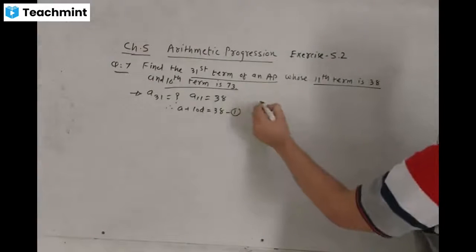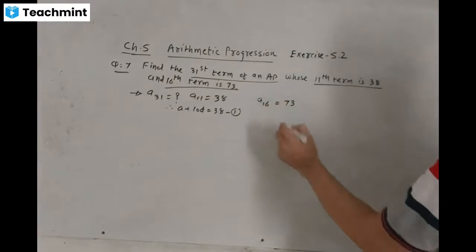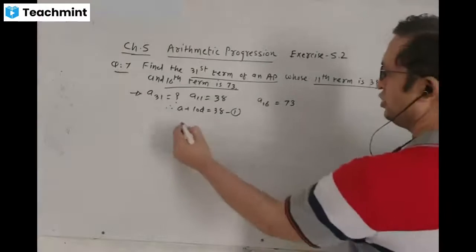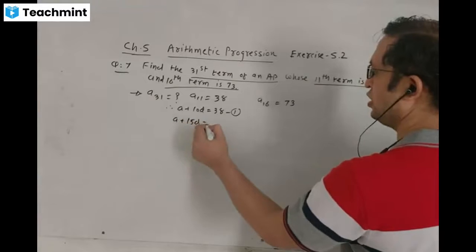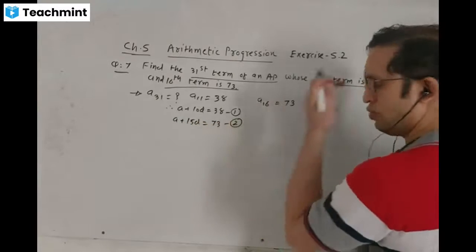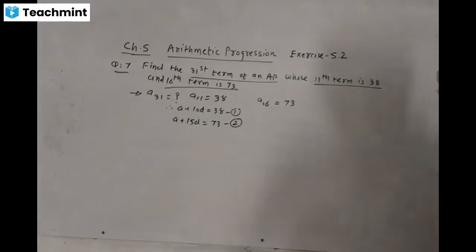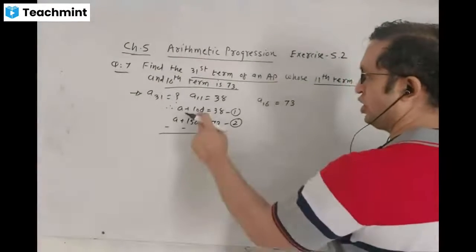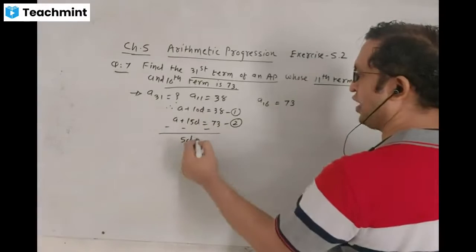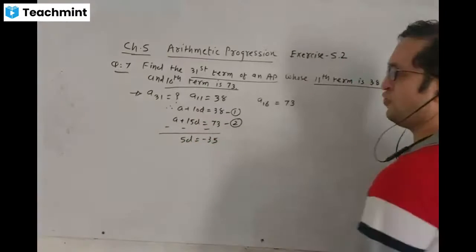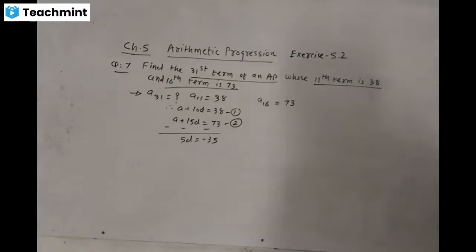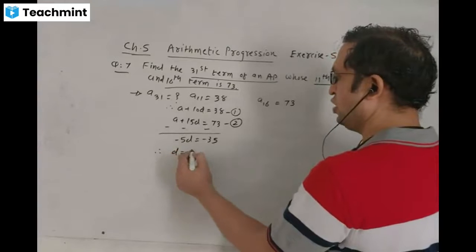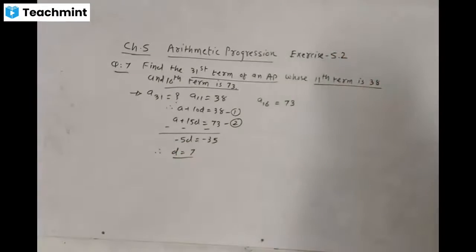And the 16th term, A16, is equal to 73. A16 means A plus 15D. The 16th term is 73. Therefore, A plus 15D is equal to 73, equation number 2. Solve by elimination method. Subtract them. A minus A is equal to 0. 10D minus 15D is equal to -5D, and 38 minus 73 is -35. So -5D is equal to -35. Therefore, D is equal to 35 by 5, that is equal to 7.